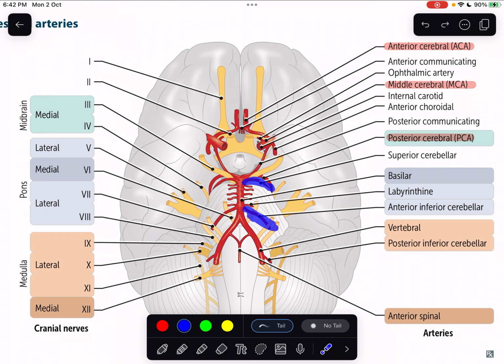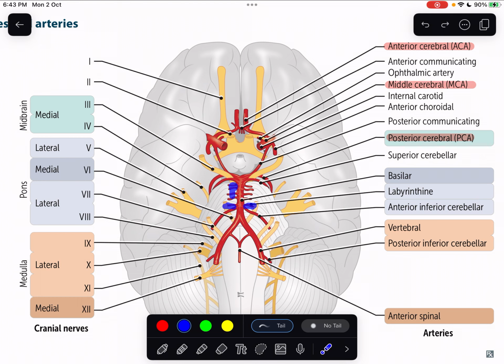But which inferior? Because this one is also inferior and this one is also inferior, since both of them are below the superior. So this one is going to be the anterior inferior and this is going to be the posterior inferior. Very simple. Okay, this main trunk is the basilar. Then this is divided into the vertebral, and the two vertebral arteries, in the middle of these two vertebral arteries is the anterior spinal artery. Very simple.